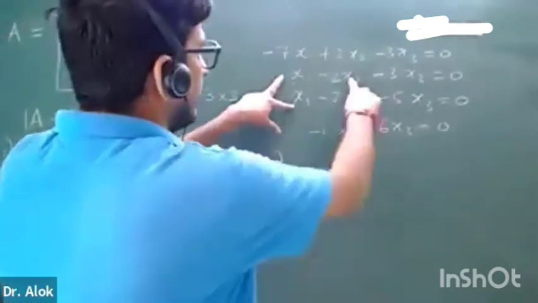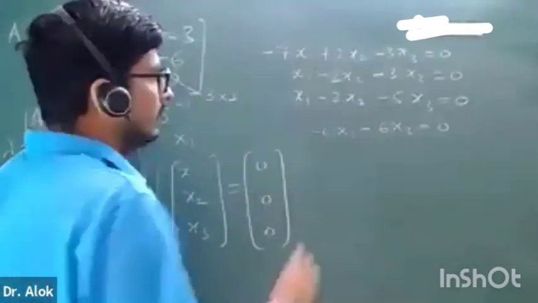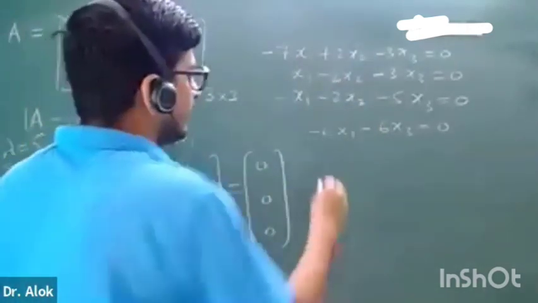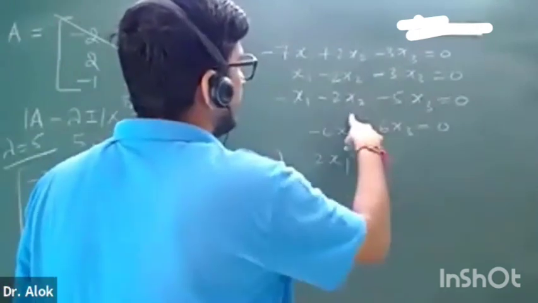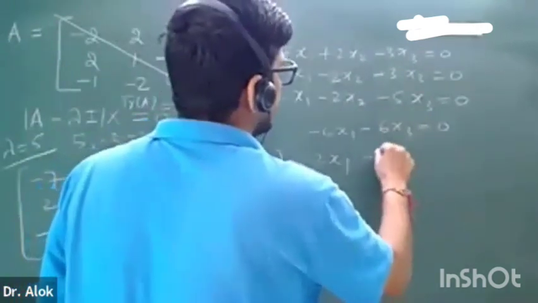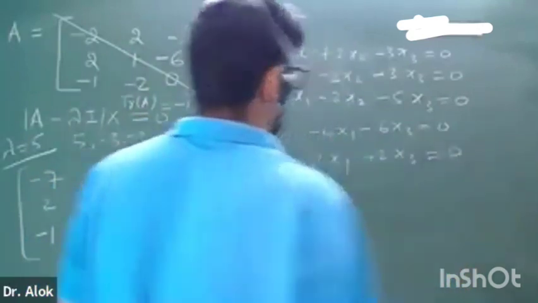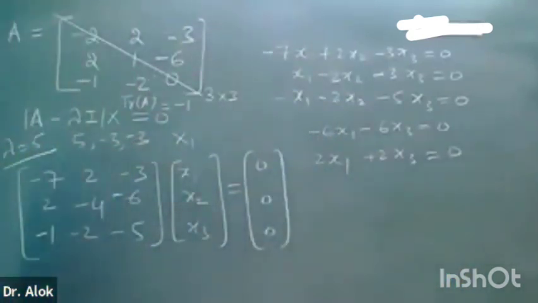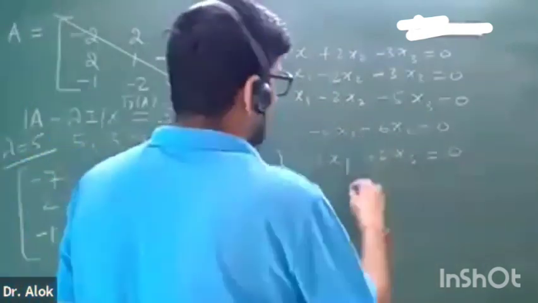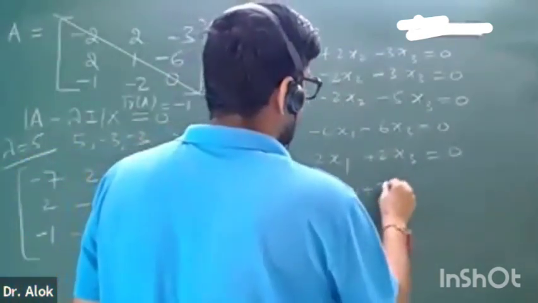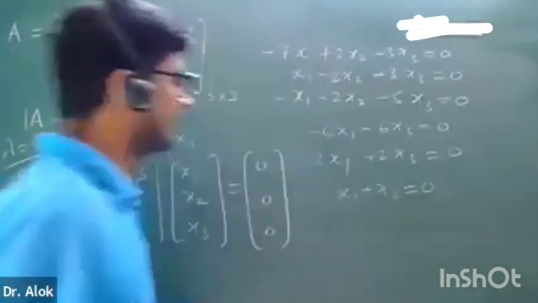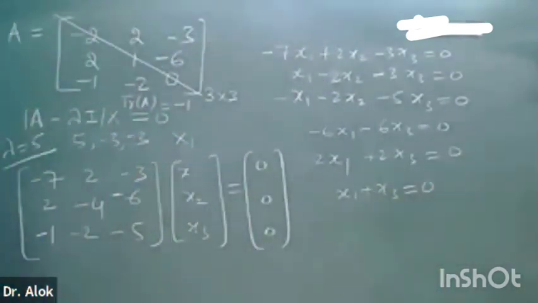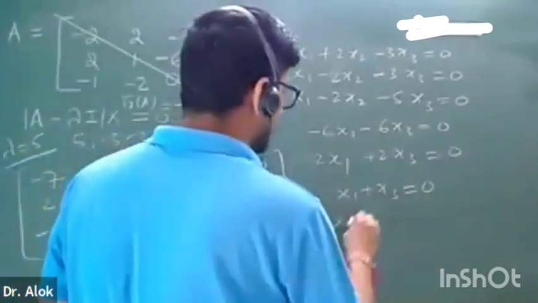And what about here? Again, I don't want x2, so I will have to subtract, na? So here I will get 2x1. This will be gone, and this will be plus 2x3 is equal to 0. So the first equation will be x1 plus x3 is equal to 0. x1 will be equal to minus x3. That is the equation. Correct?